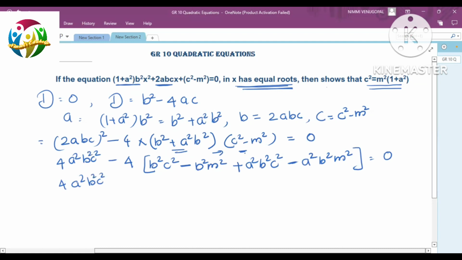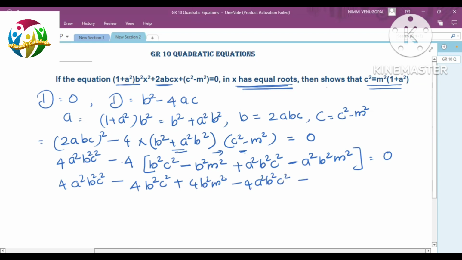So 4 b square c square. Minus into minus plus 4 b square m square. Minus into plus minus again 4 a square b square c square.